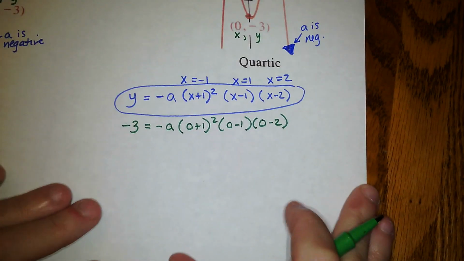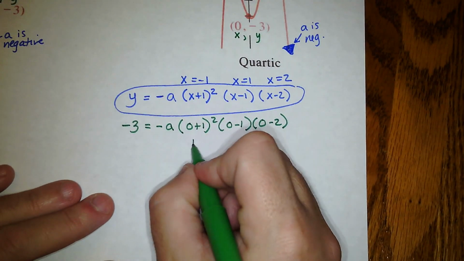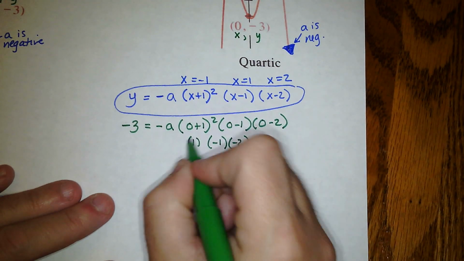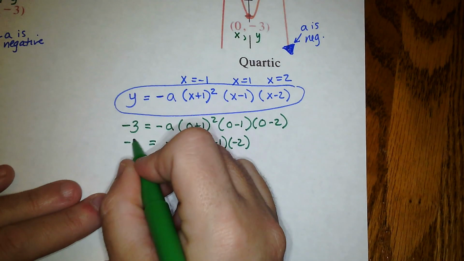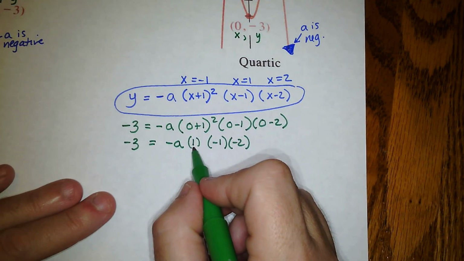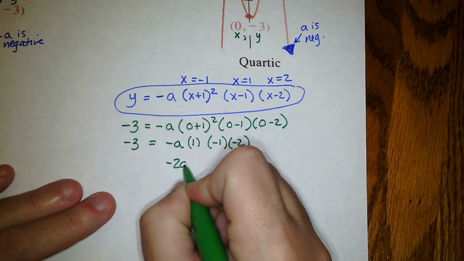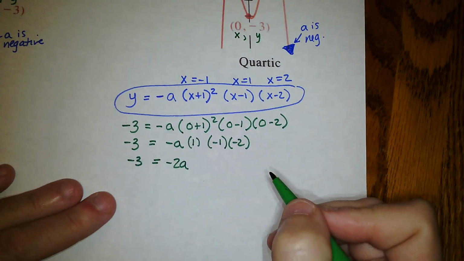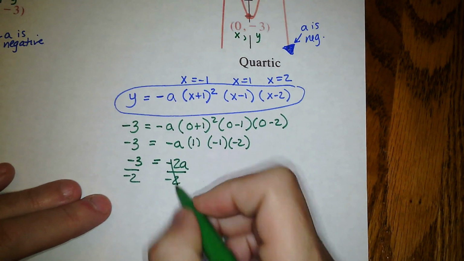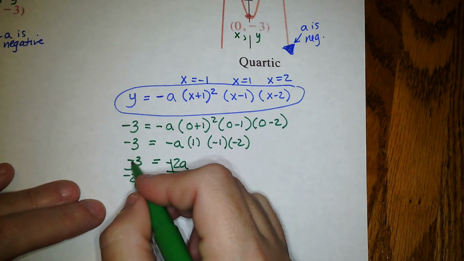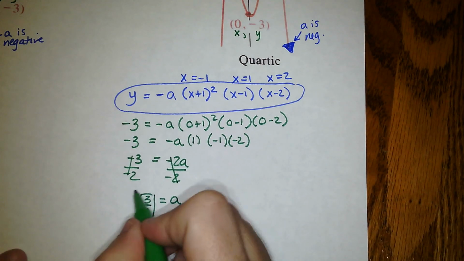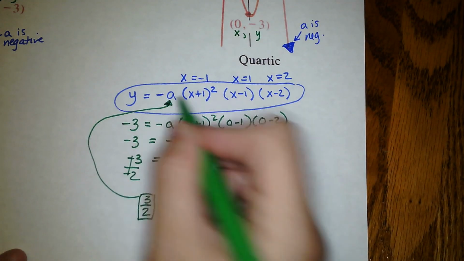That looks pretty easy. 0 plus 1 is 1. 1 squared is 1. 0 minus 1 is -1. 0 minus 2 is -2 times -a. Negative times negative is positive, times 1 is 2, times negative is -2. Get a by itself by dividing both sides by -2. A negative over negative is positive. 3 over 2 stays. And this is what's going to walk over and end up right here in that a position.